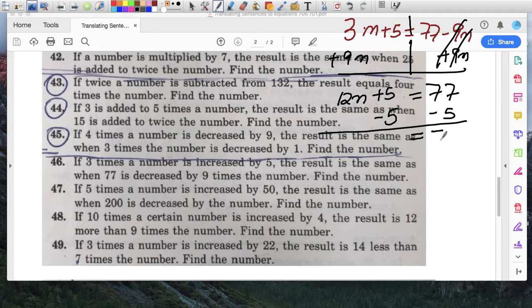77 minus 5 is 72. This goes out. I am left with 12n. The second thing I'm going to do is divide both sides by 12. And n is going to equal 6.